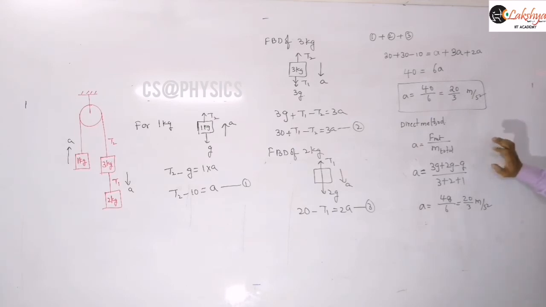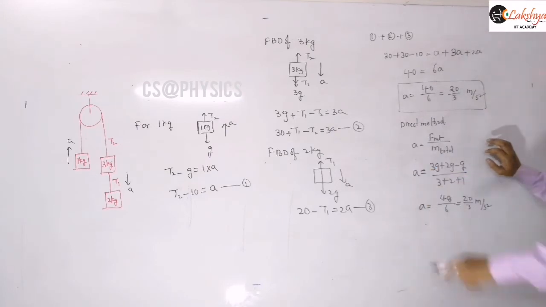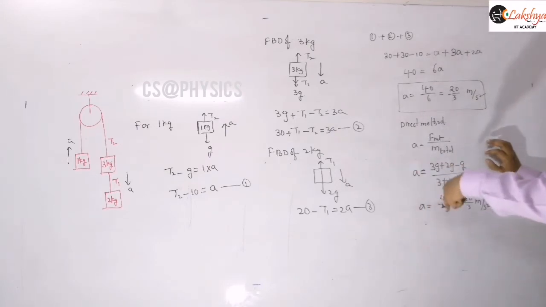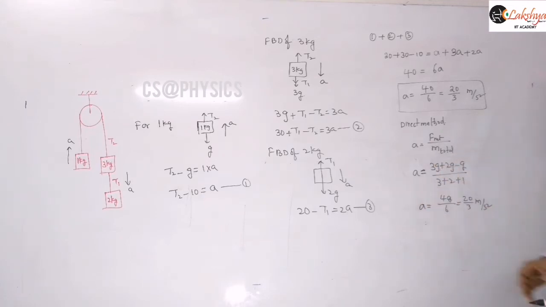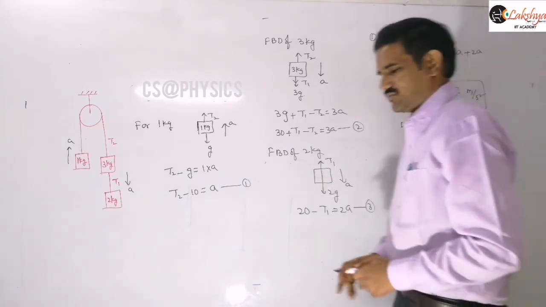Once this is known to us, you can simply consider the free body diagram of the 1 kg and 2 kg blocks, then you will get the T1 and T2 values directly, right? I am not calculating it here, you can just substitute, then you will get the T1 and T2 values. Do those calculations.